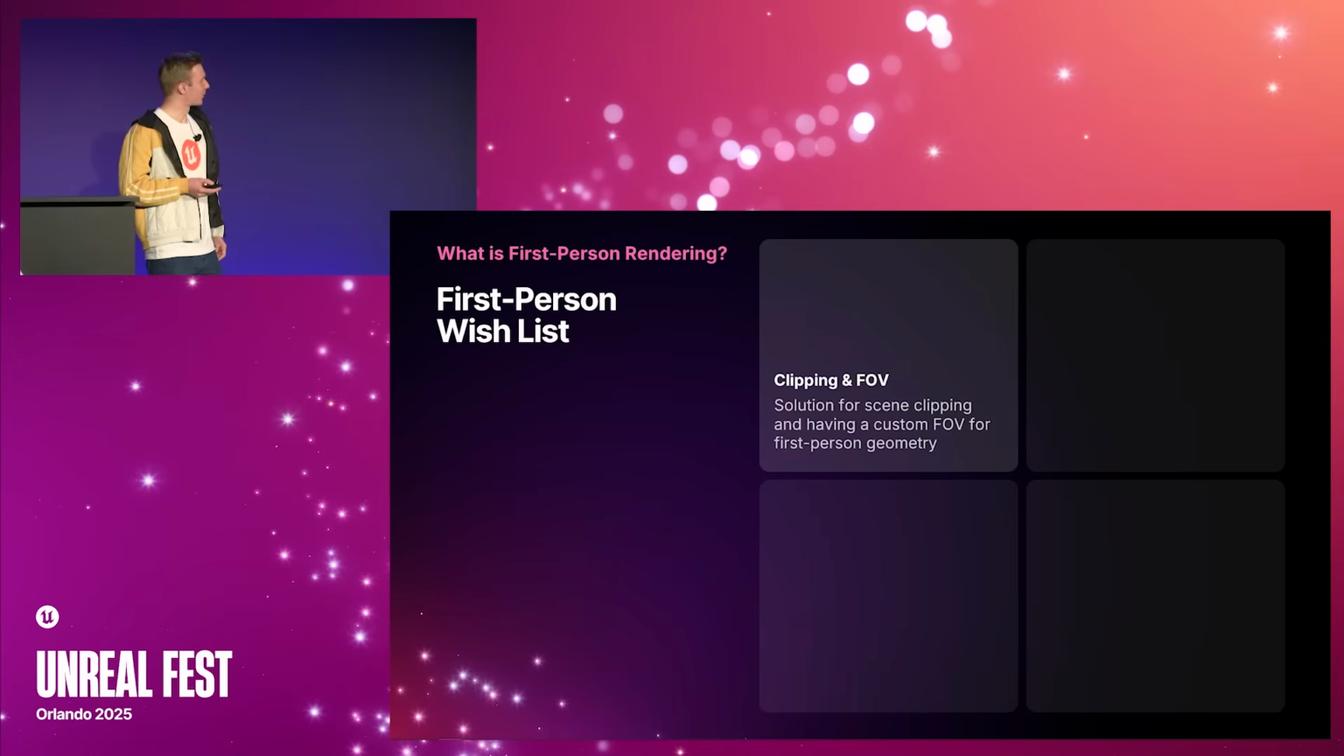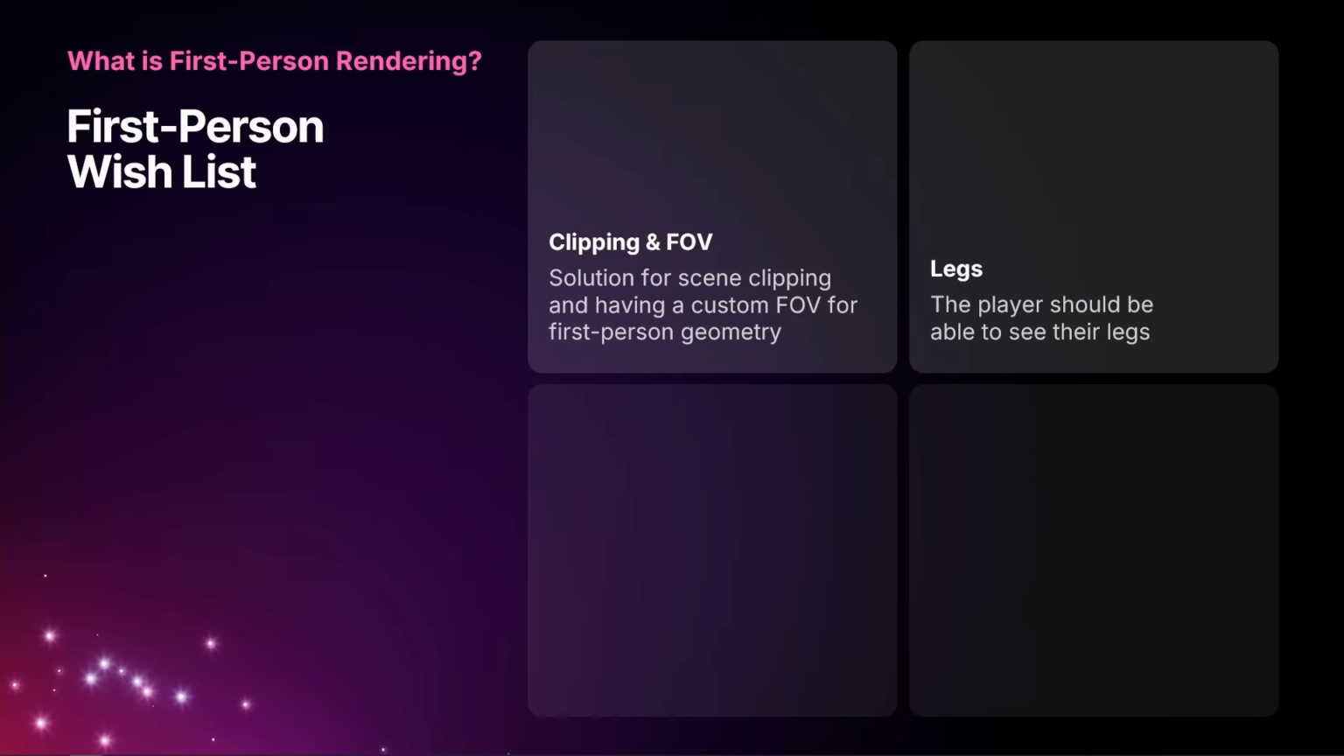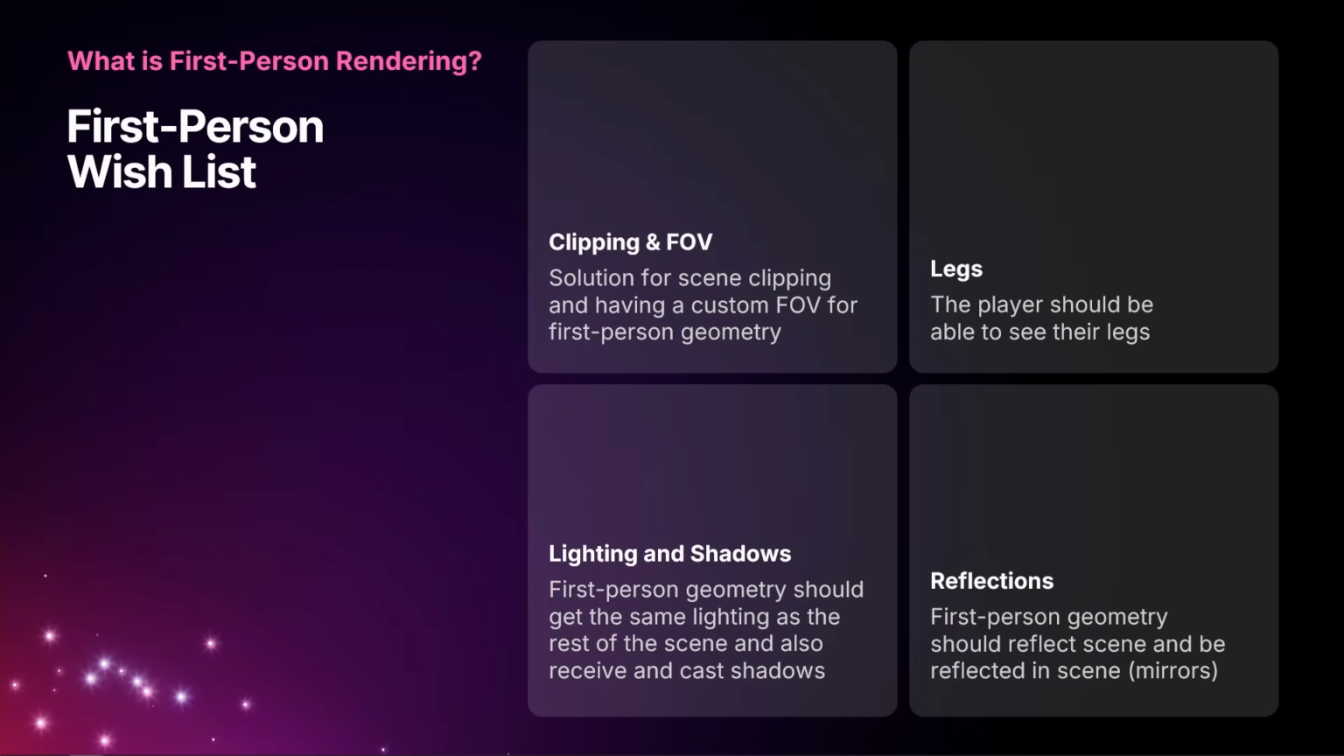Okay, so let's summarize our first-person wish list. First off, we want a solution for clipping and field of view, so we can have these basic problems solved. Next up, the player should be able to see their legs. Lighting and shadows should all be consistent. The first-person character should cast shadows onto the scene and receive shadows from the scene. And finally, we want reflections to work properly.